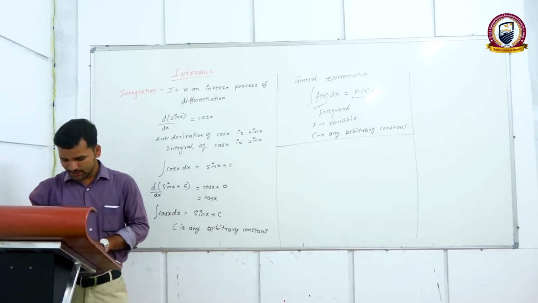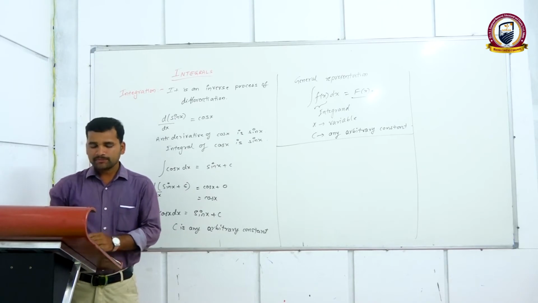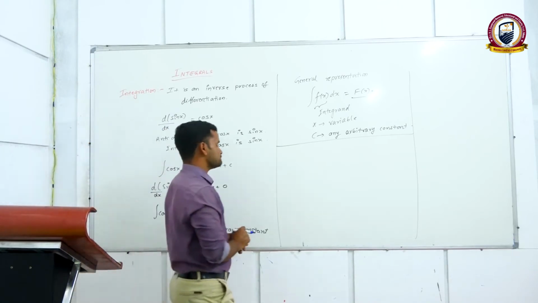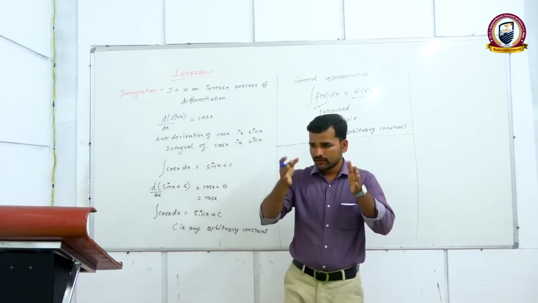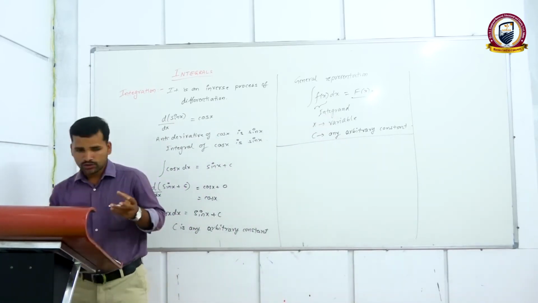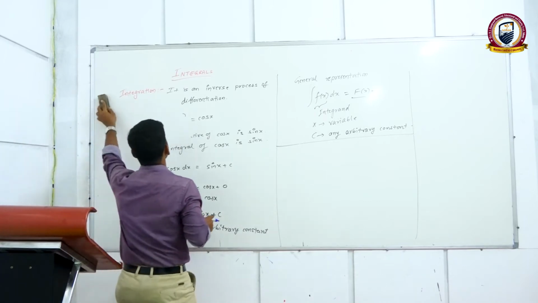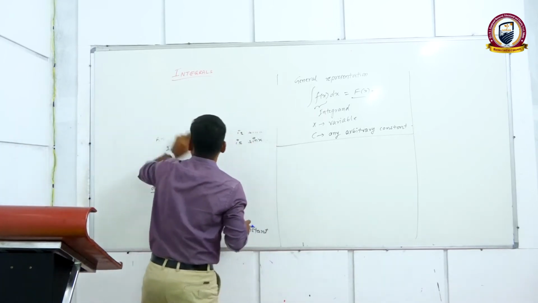So now let us go with listing out all the properties. First thing is that you make two columns. One column is for differentiation, another column is for integration.